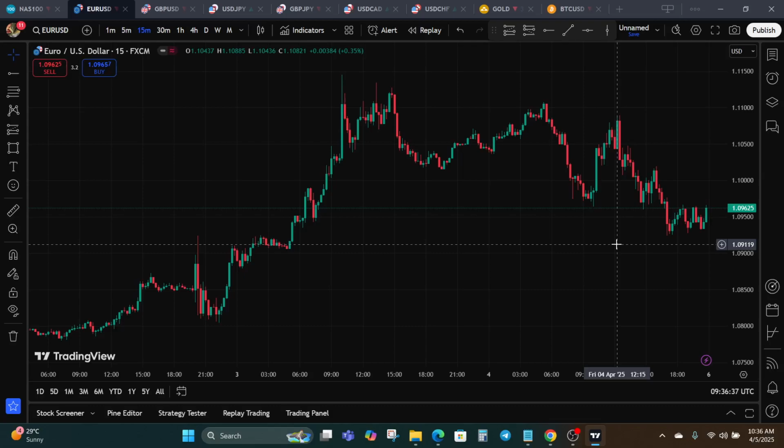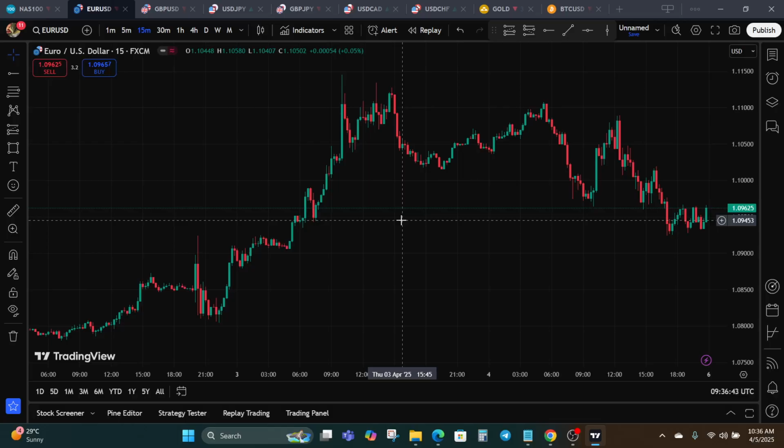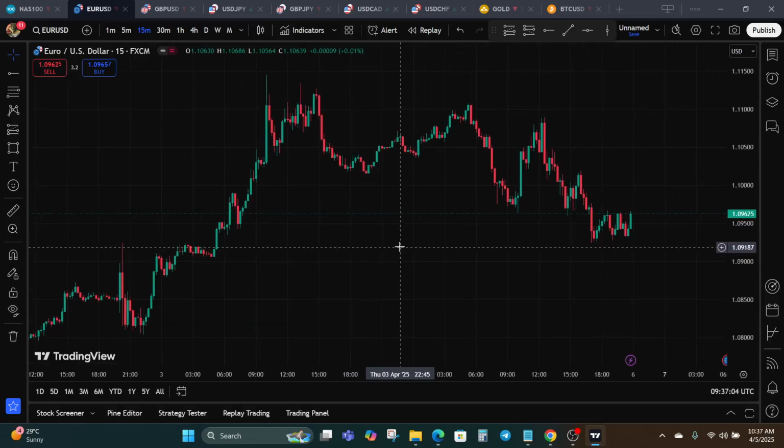We are using the 15-minute time frame because it gives you the best of both worlds: structure from higher time frames, and enough speed to catch strong market moves. This strategy works best during the London and New York sessions, when volatility and volume are at their peak. So let us start with the first key element, which is support and resistance zones.